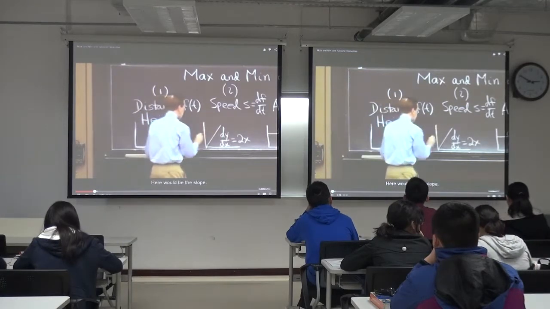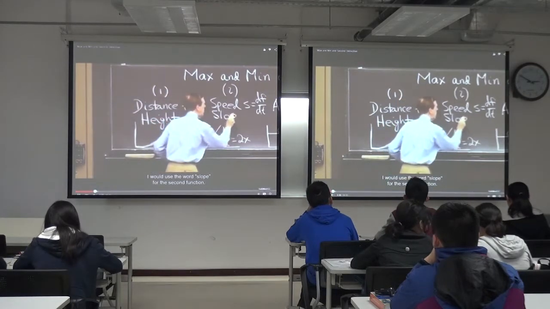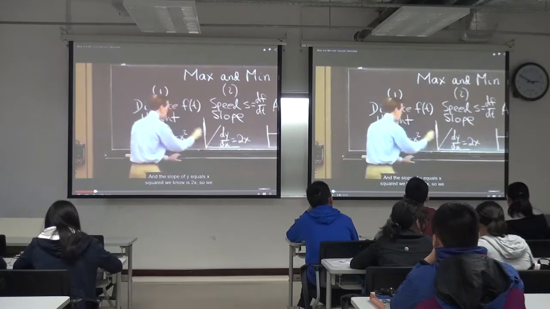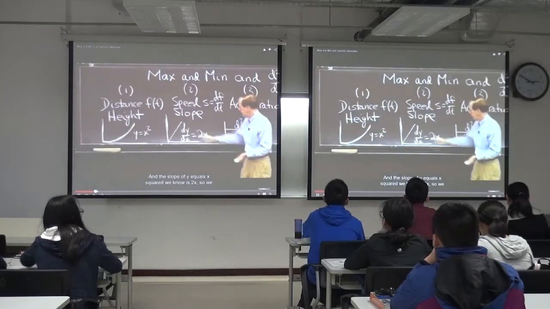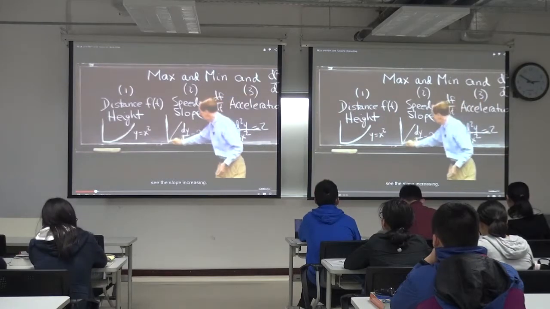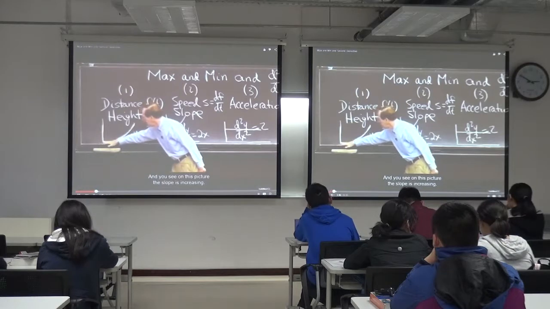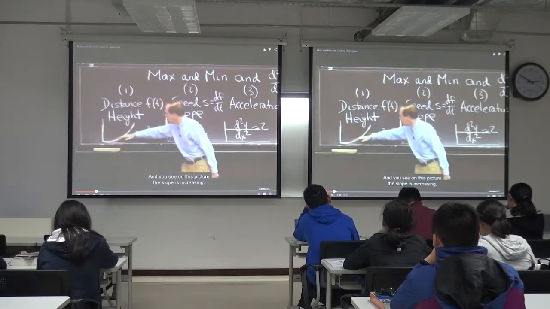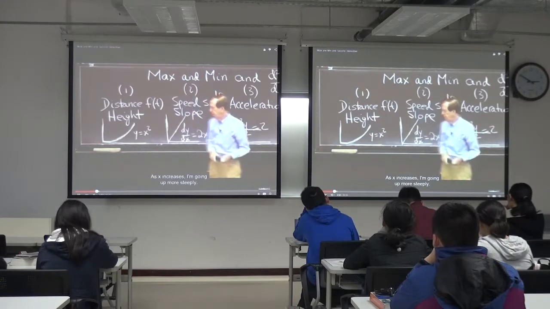Here would be the slope. I would use the word slope for the second function. And the slope of y equals x squared, we know, is 2x. So we see the slope increasing. And you see on this picture, the slope is increasing. As x increases, I'm going up more steeply.